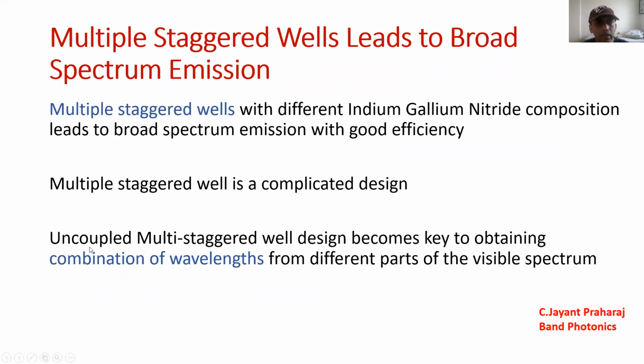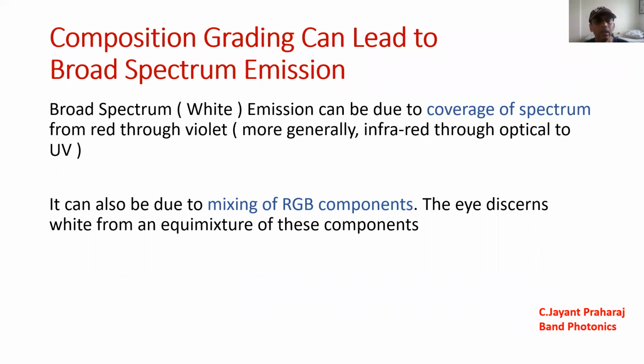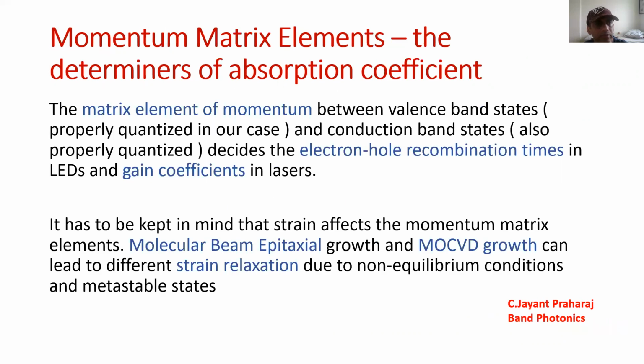So multiple staggered wells with different indium gallium nitride composition can lead to broad spectrum emission with good efficiency. And we can explore uncoupled multiple staggered well designs that lead to a combination of wavelengths from different parts of the spectrum. You can expect other types of quasi-continuous grading to get wide emission, but their use in quantum well or similar settings needs to be theoretically understood. And that can lead to some mixing of RGB components and broad spectrum emission.